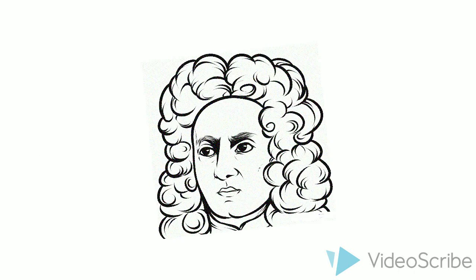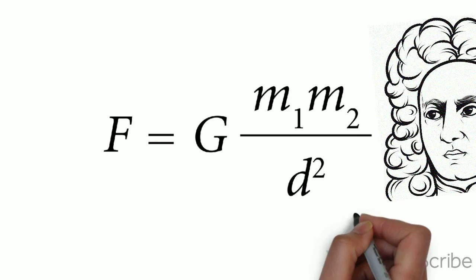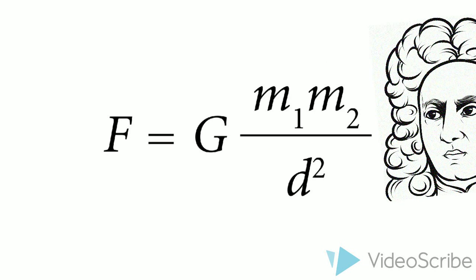Newton also determined a mathematical relationship between the two objects affected by gravity, which can be seen in the equation: force of gravity equals gravitational constant times mass of object 1 times mass of object 2, divided by distance squared.